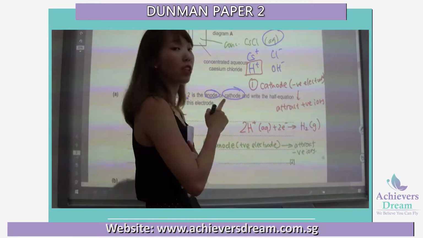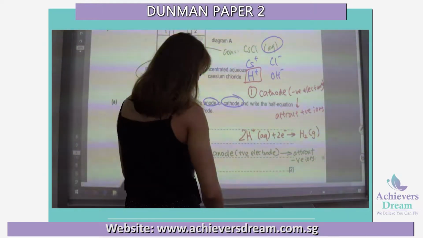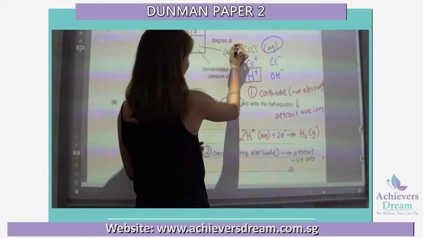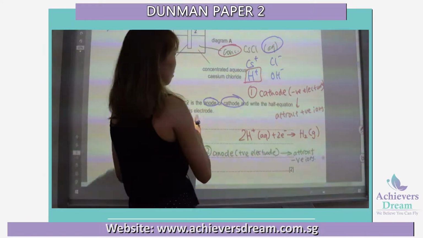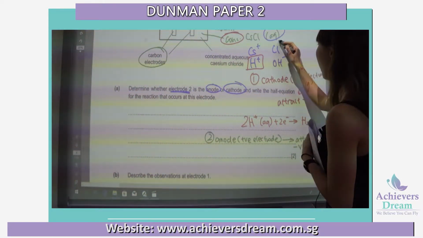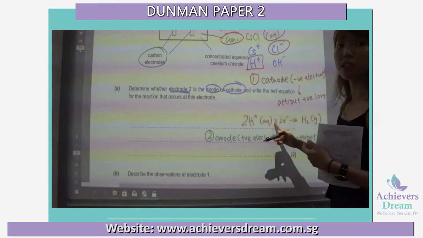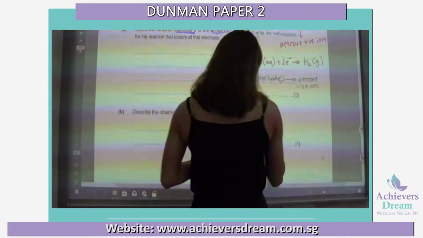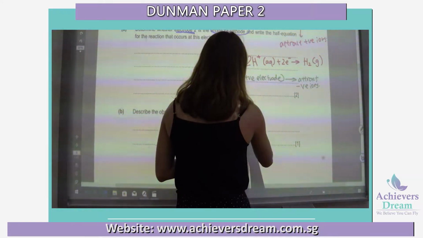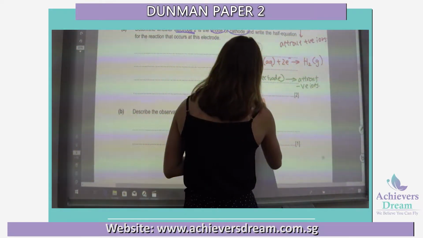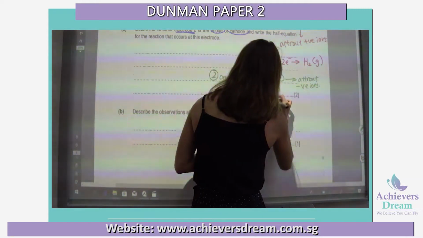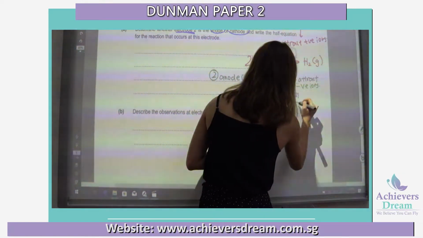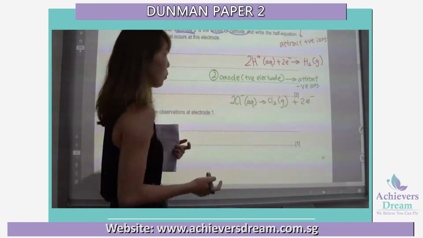Which one is preferentially discharged? Okay, the keyword here is concentrated. So when you talk about concentrated, my Cl minus will be the one that is preferentially discharged. If I write the half equation, it will be 2Cl minus to form Cl2 chlorine gas plus 2 electrons. This is my half equation.